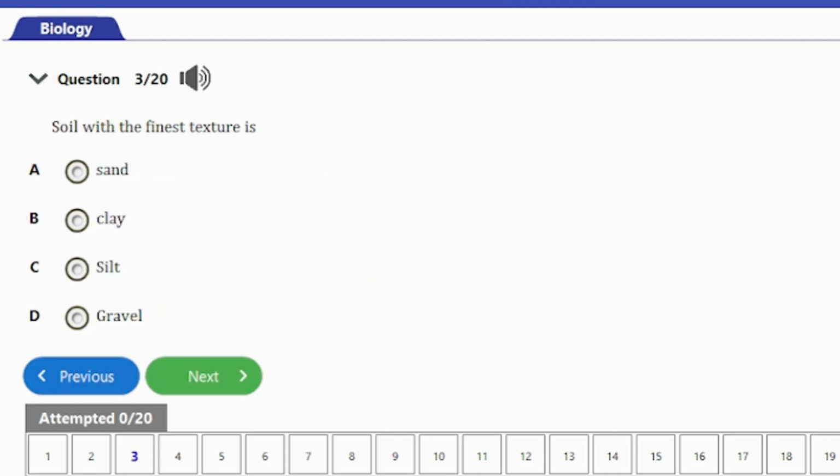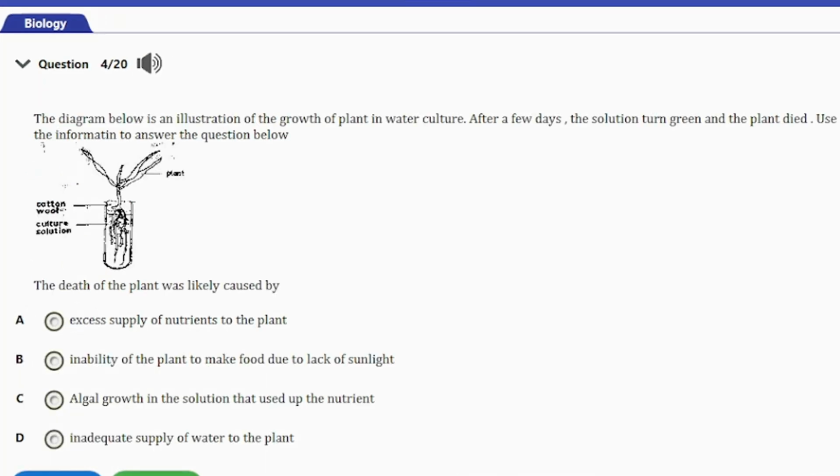Question number 3. It says, soil with the finest texture is A. Sand, B. Clay, C. Silt, D. Gravel. The answer to this question is option B, and that's the clay. The texture of the soil is determined by the size of the particles that make up the soil. The smallest particles are found in the clay. That's why the clay is the finest texture out of these. So let's consider the next question.